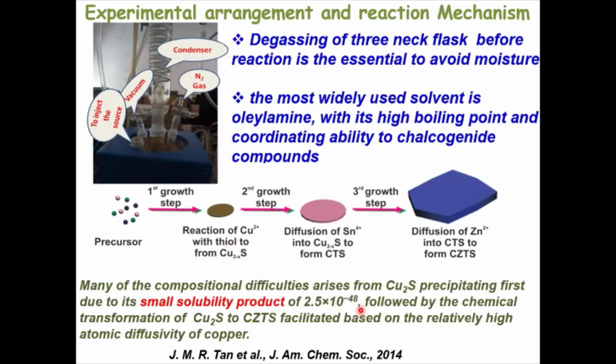So for that reason, you add the precursors with the solvent, copper, tin, zinc, into the 3-neck flask before injecting sulfur.